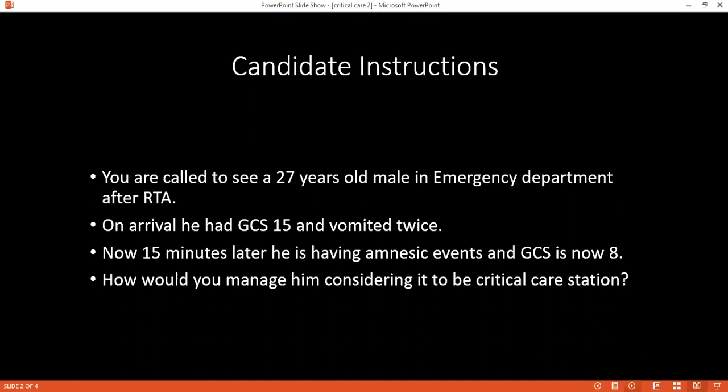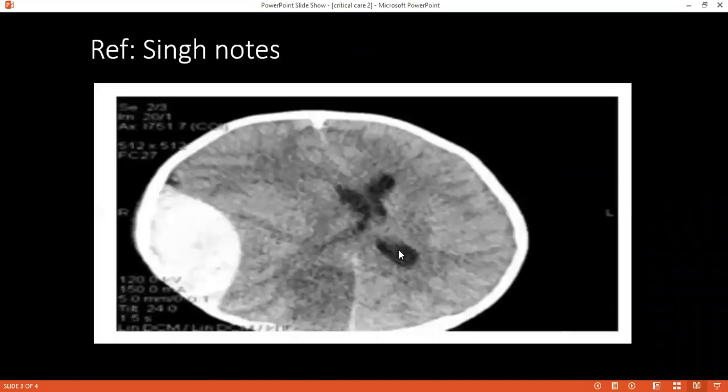Can you please tell me, if you do the CT scan, how do you expect the CT scan to be? Can you read this image? This is an axial CT scan of the brain showing a biconvex lenticular-shaped hyperdense area with midline shift and compression of the ventricles.